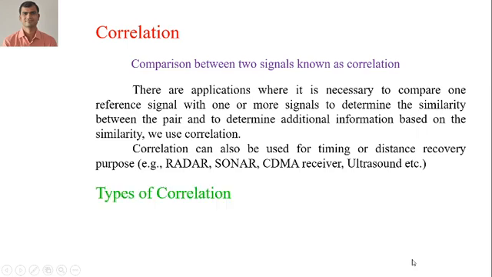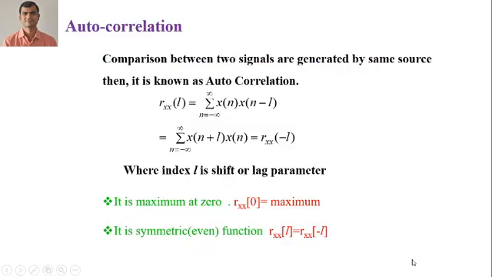Next is the types of correlation. We have two types: one is known as auto correlation and the second is known as cross correlation. We'll see auto correlation first. So what is auto correlation? When we compare two signals and these signals are generated by the same source, it is known as auto correlation. We have the equation here.